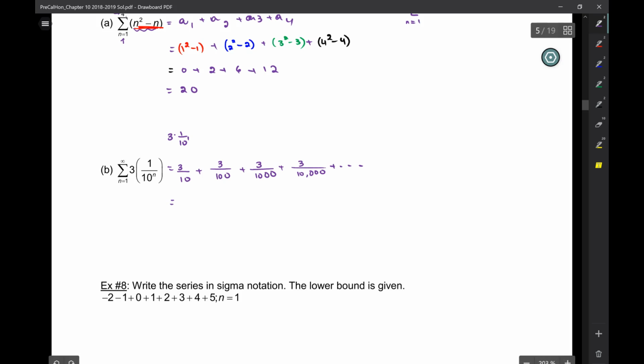You know what? That's not helping me that much. What are these in decimals? What's 3 over 10? 0.3. What's 3 over 100? 0.03. And 3 over 1,000? 0.003. And then 0.0003 plus dot, dot, dot.